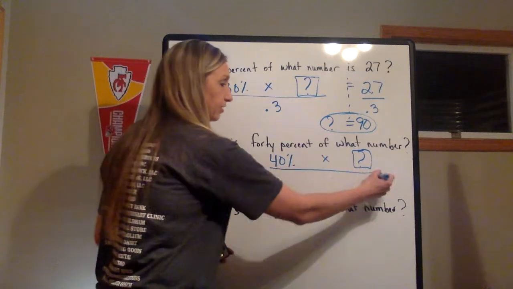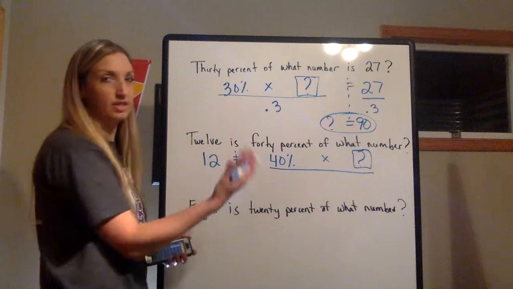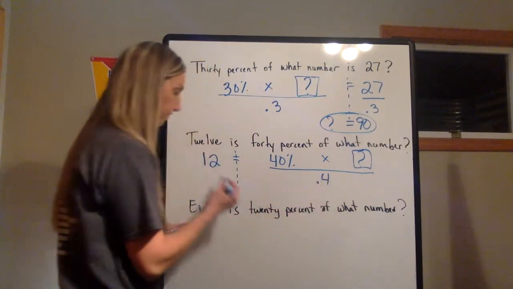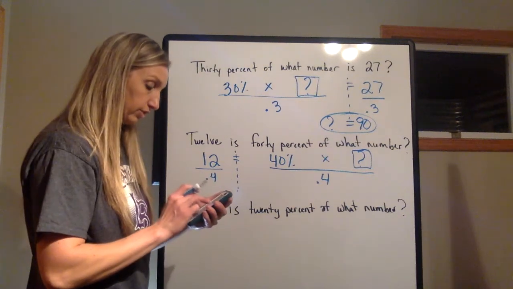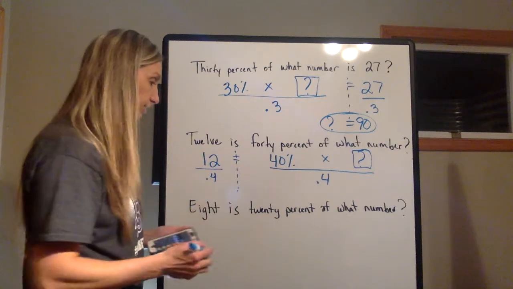Well, we're going to divide. What do I need to divide by? I need to divide by 40%. But instead of 40%, I'm going to go ahead and convert that to a decimal. So I'm going to divide by 0.4, and then I'm going to divide this side by 0.4. So I've got 12 divided by 0.4 is going to be 30.